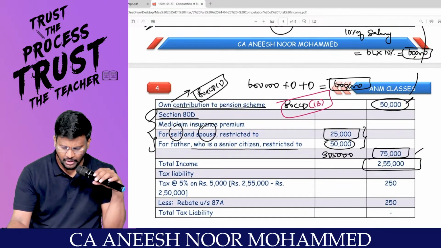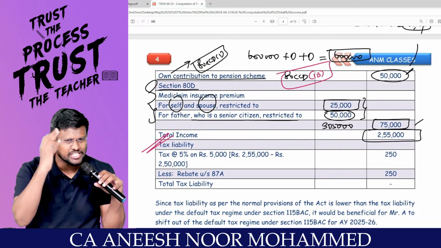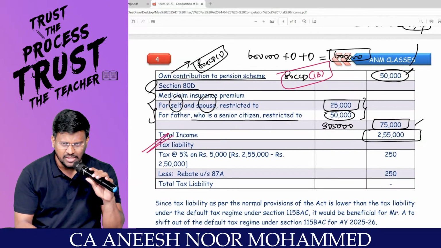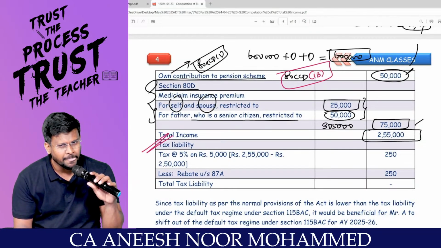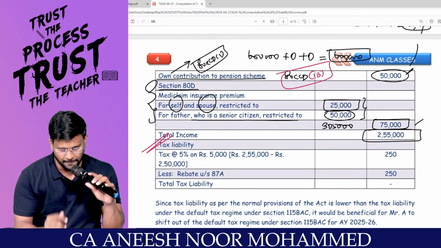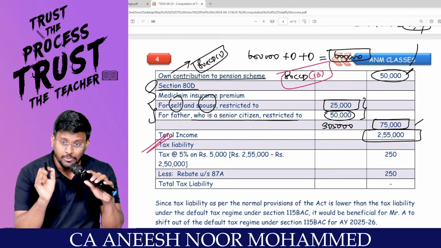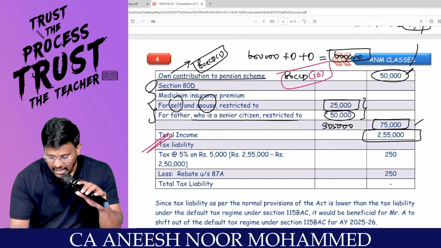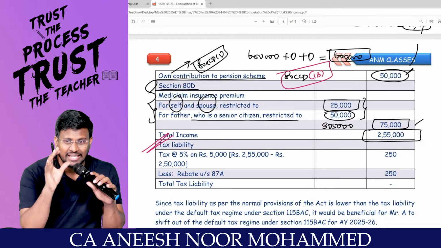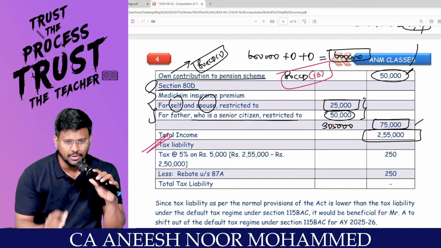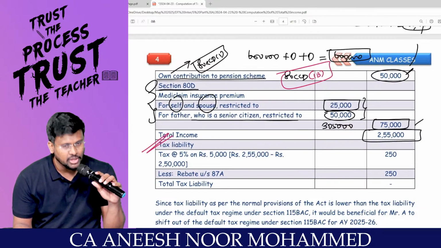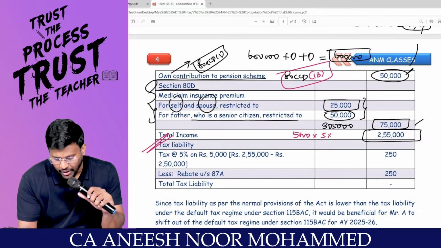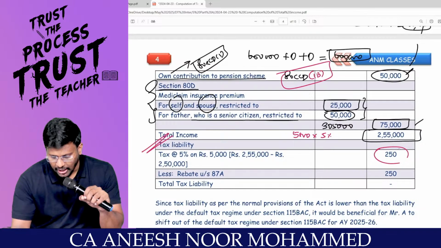Right, sir? Now I am calculating the tax liability. We are experts in calculating tax liability. My dear lovable students, what is the age of the assessee? 32. That means normal assessee. What route? Optional tax regime. Up to 2,50,000 nil. More than 2,50,000 to 5 lakh, the gap is 2,50,000. What is the rate? 5%. So 2,50,000 at 5% comes to 12,500. Are you really with me?